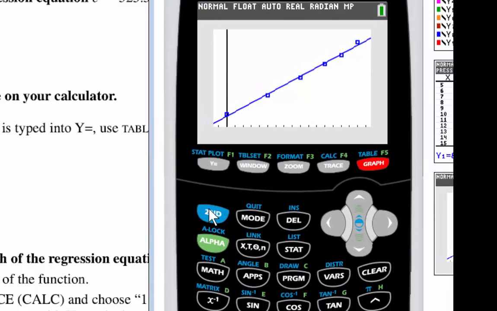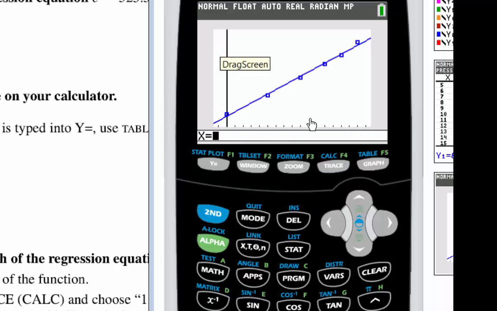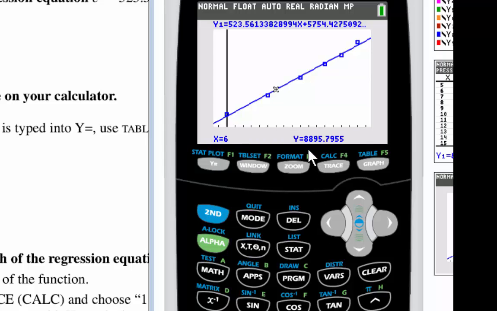Now if I press second and trace, number 1 says value, so I'll press 1. And it says, okay, when x equals, so let's put in 6, and we'll press enter. And you notice I get this $8,895. Okay, that's one way to do it.